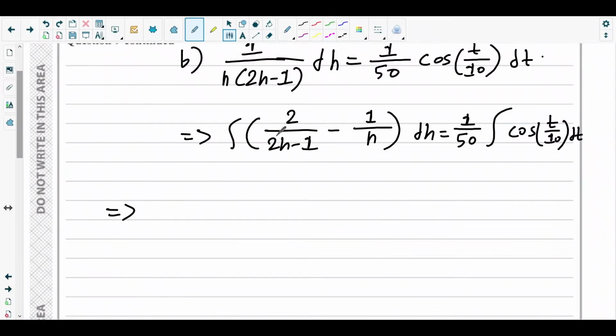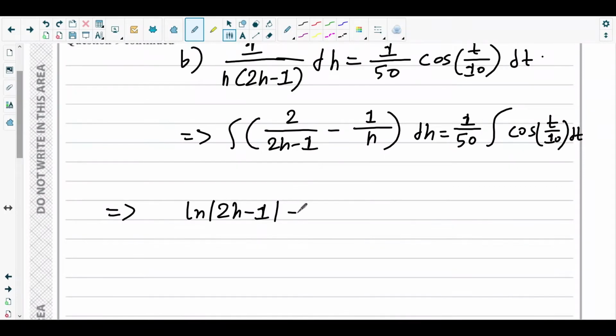Now integrate 2 over (2h minus 1), it will be ln of the modulus of 2h minus 1. Now reverse chain rule: differentiate the part within the bracket, so you will get 2. Now use this derivative of the part within the modulus to divide the earlier coefficient, which was 2. So 2 over 2 is what?